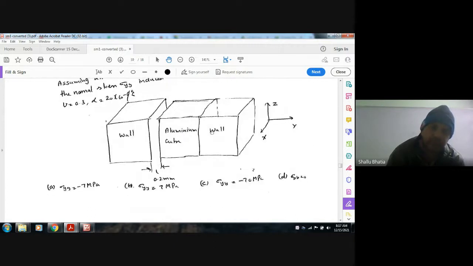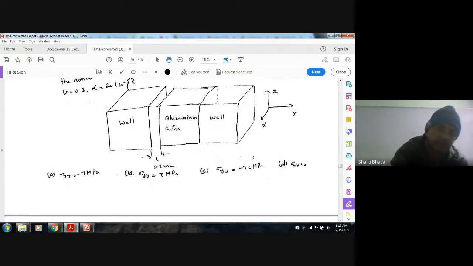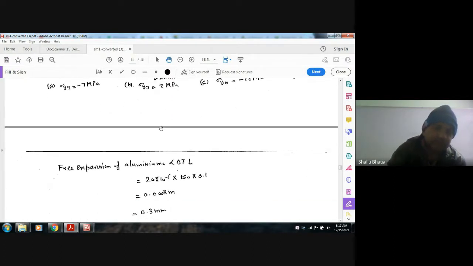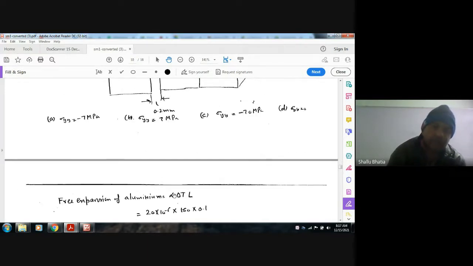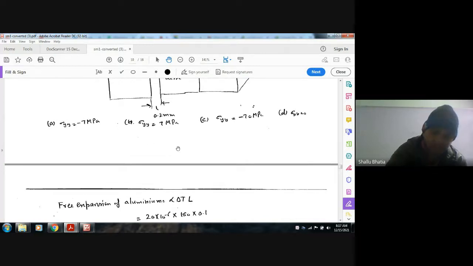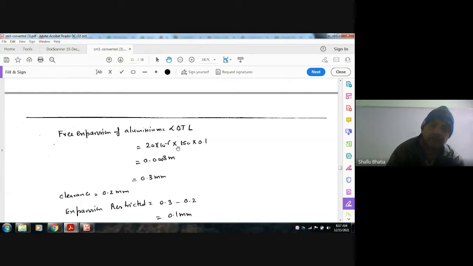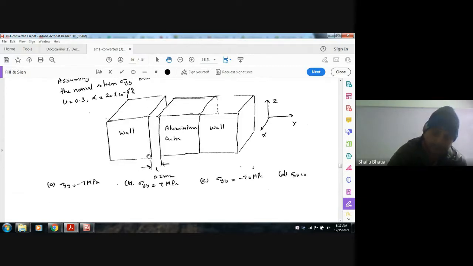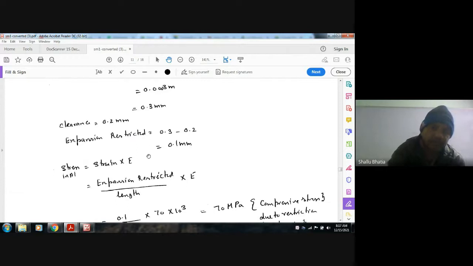degrees Celsius. When the temperature is increased, the block will expand. But according to 150 degrees Celsius, the expansion is 0.3 mm, but the clearance is given as 0.2 mm. So the aluminum block cannot expand freely up to 0.3 mm. So this expansion will be restricted by this wall. So the restricted expansion is 0.3 minus 0.2 is equal to 0.1 mm. So corresponding to this 0.1 mm, there will be stress in the aluminum.